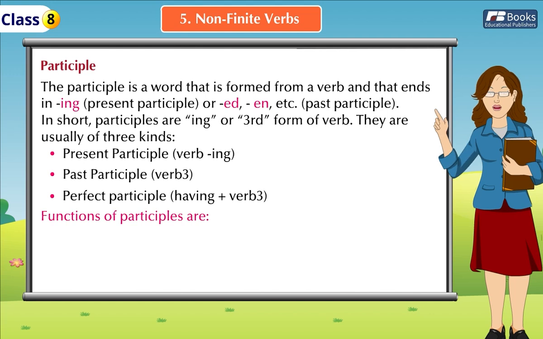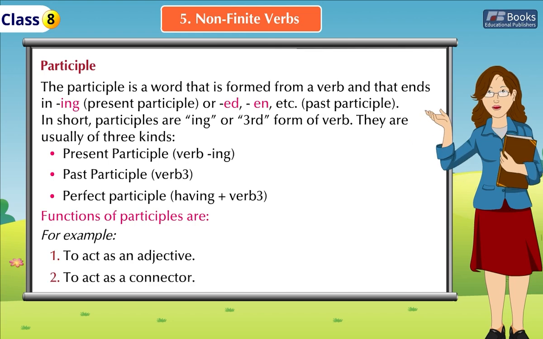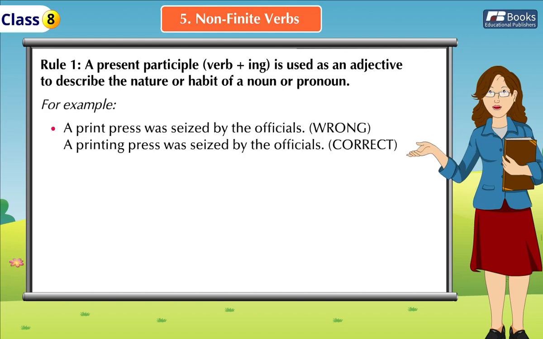Functions of participles are, first, to act as an adjective, and second, to act as a connector. Rule 1. A present participle, verb plus ing, is used as an adjective to describe the nature or habit of a noun or pronoun. For example, a print press was seized by the officials. Wrong. A printing press was seized by the officials. Correct.